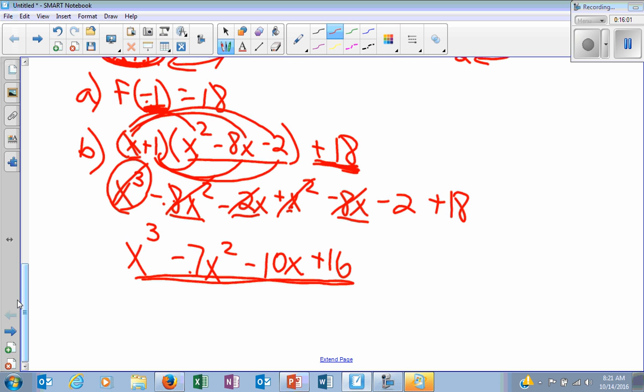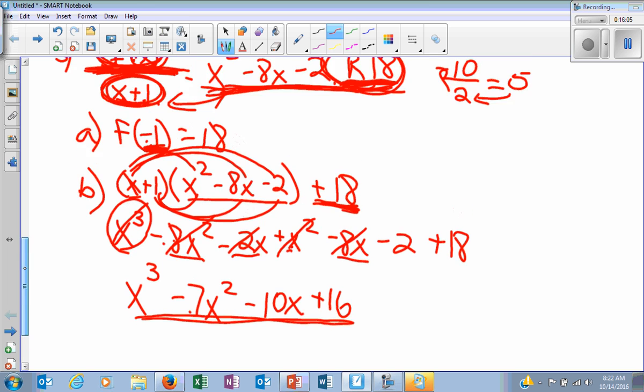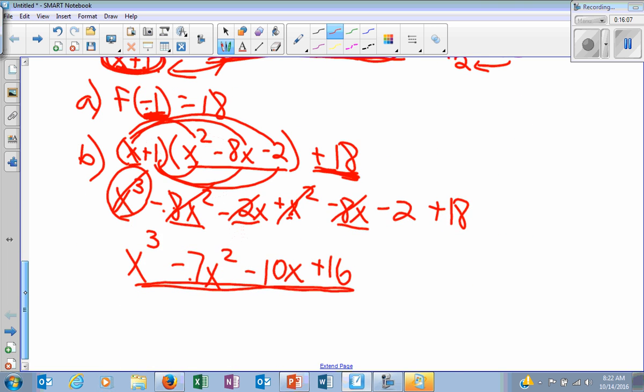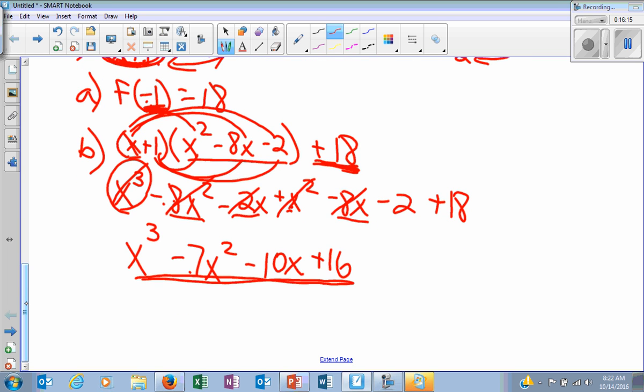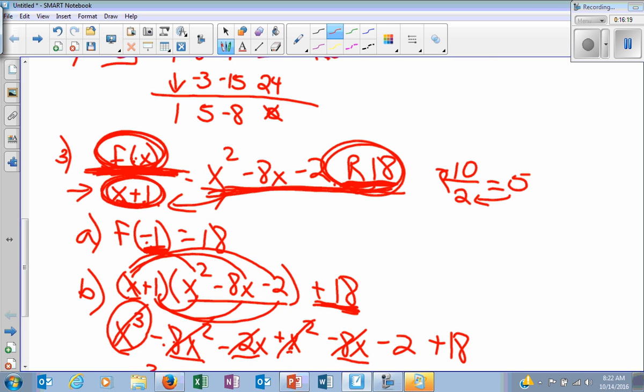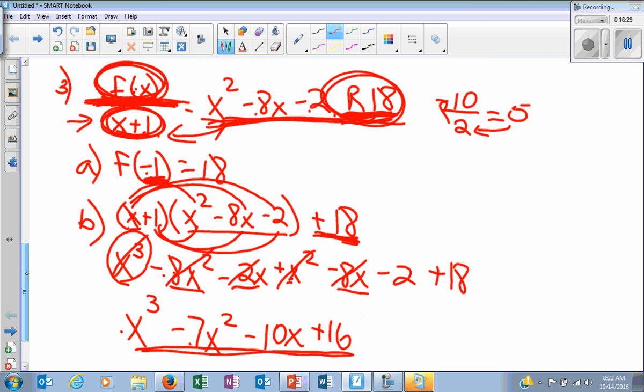Let's say I have extra time on the test. How can I make sure that this works? I can take synthetic division. What's the root of this? What's the root of this factor? Negative 1. Couldn't I do synthetic division with negative 1 and make sure I get 1, negative 8, negative 2, and a remainder of 18? I've got extra time on the test, I might as well check my work. Are you with me?